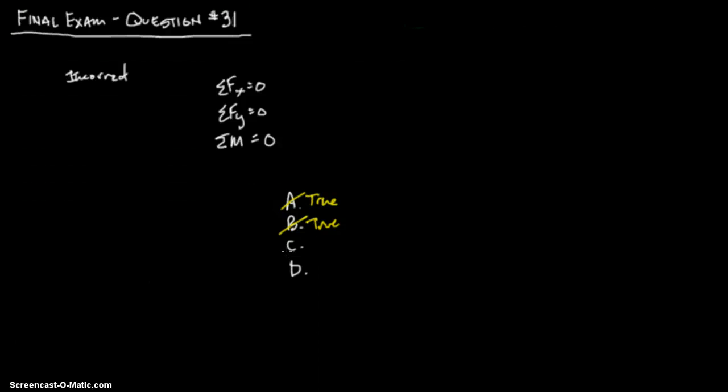C is the line of action of the resultant force passes through the centroid. And it says the line of action. This is kind of confusing. I guess of the resultant force passes through the centroid.